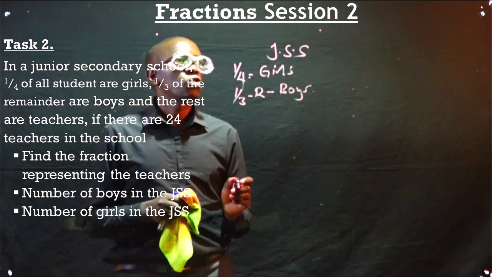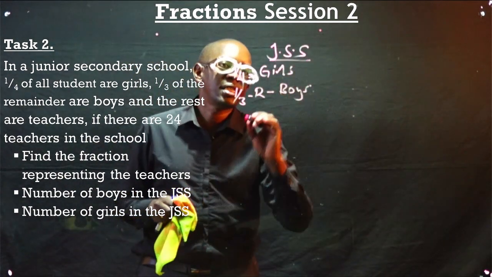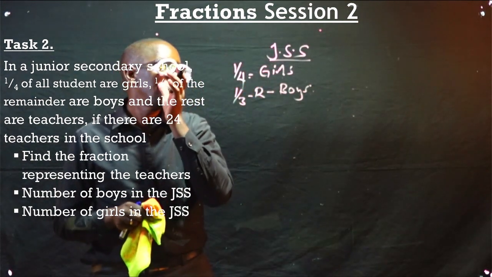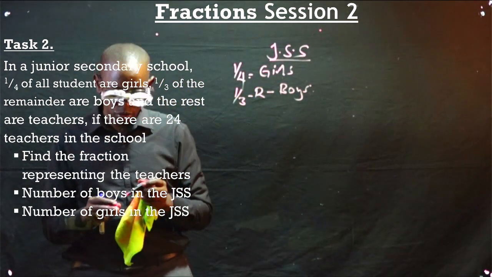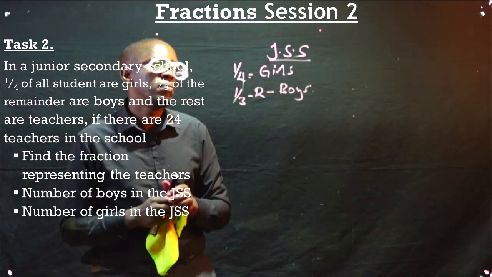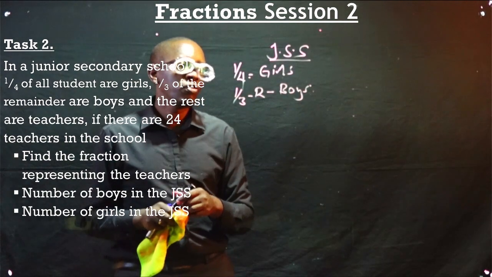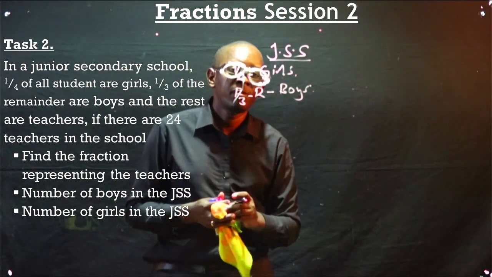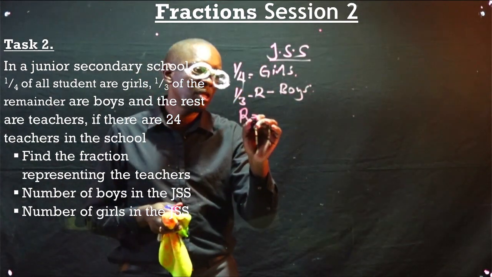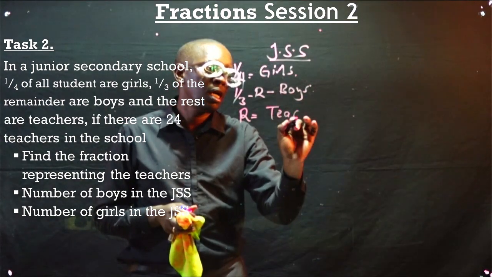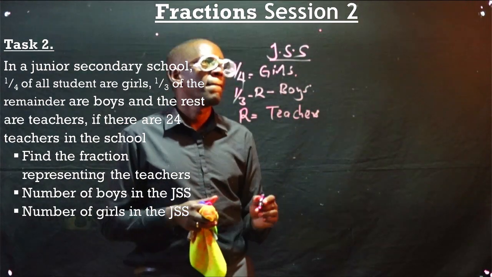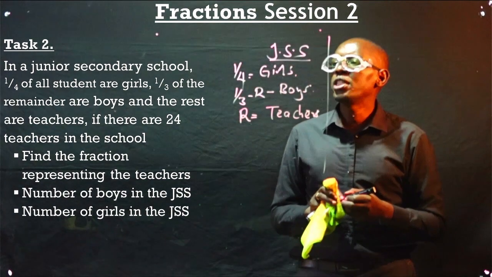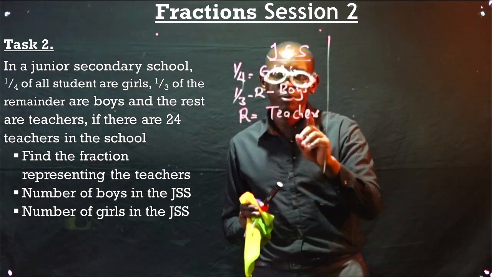So this is the population of this JSS, okay? A quarter of the population are girls, a third are boys, and then the remainder of the population are teachers. Okay, so let's look at this. What is the proportion representing the boys? What is the proportion representing teachers?